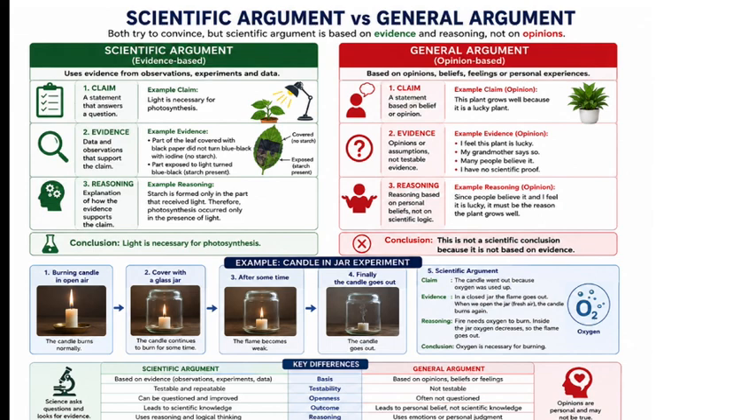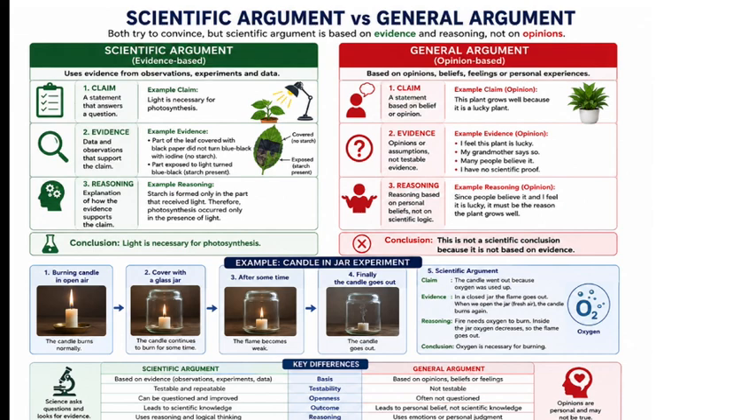In a scientific argument, we make a claim and show the evidence by conducting an experiment, and finally we try to give the reasoning for that particular result. So this is the difference between the scientific argument and the general argument. To understand a scientific argument, let's understand it through this experiment, where we try to convince other people.